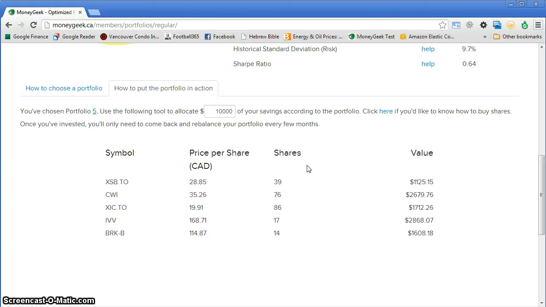You can buy shares using something called a brokerage account. All the banks offer brokerage accounts. If you have one of these, you can just phone your broker and say, I want to buy 76 shares of CWI, for instance. However, bank brokerages do cost a lot of money, often more than $20 a trade. So if you want to save money, I highly recommend going with a discount brokerage like Questrade. And we have a video tutorial on how to open and use a Questrade account on our site.